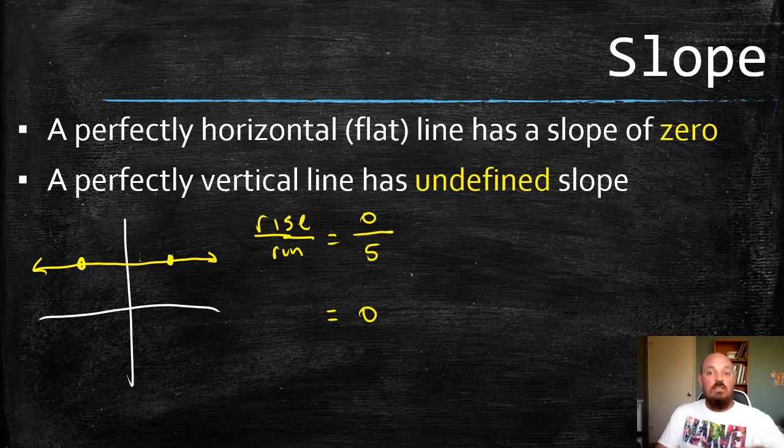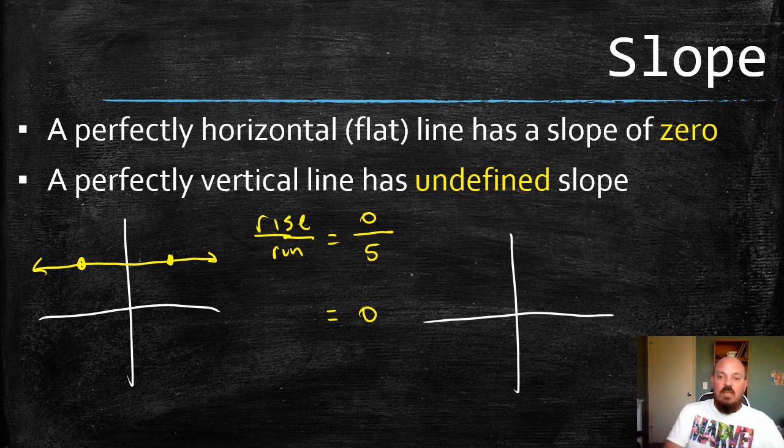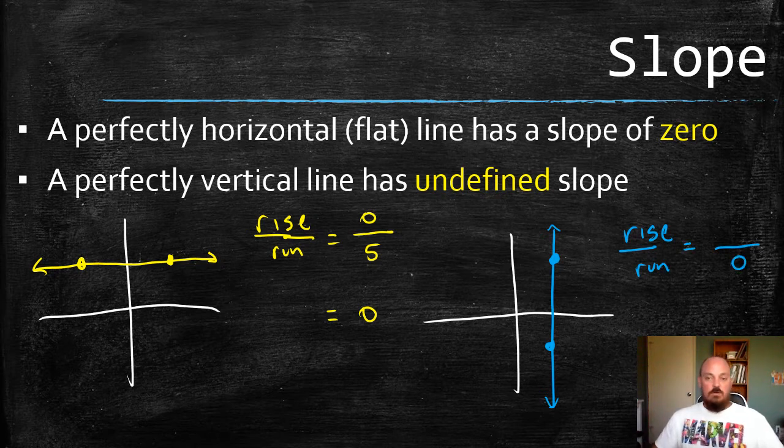Now a perfectly vertical line, we say that has undefined slope. So let's say I had a perfectly vertical line, and I was doing rise over run from here to here. Well, then what happens is the run is 0. Because as I go from one point to the other, if they're lined up right above each other, it's not going to the right or to the left. It's not moving sideways, so run is 0.